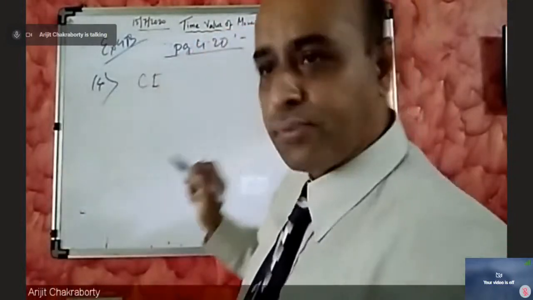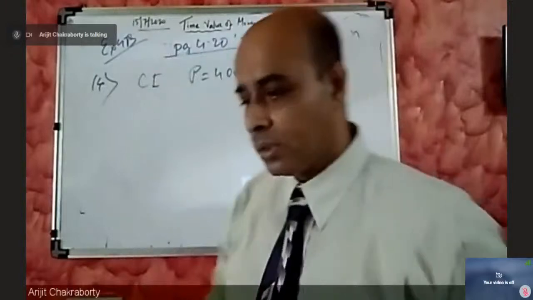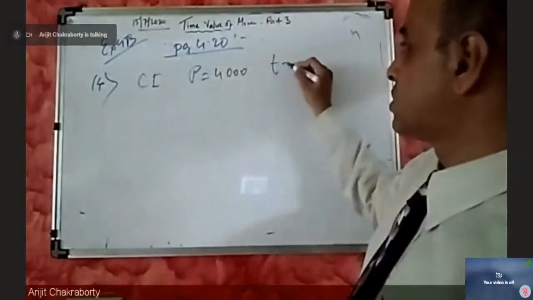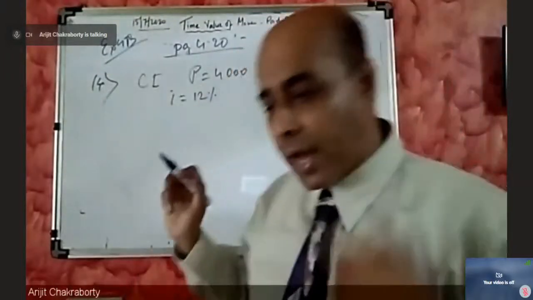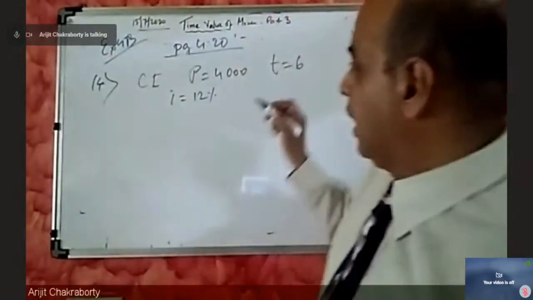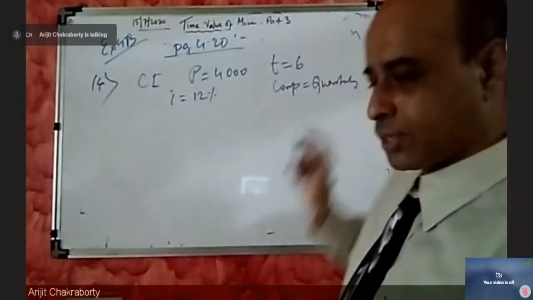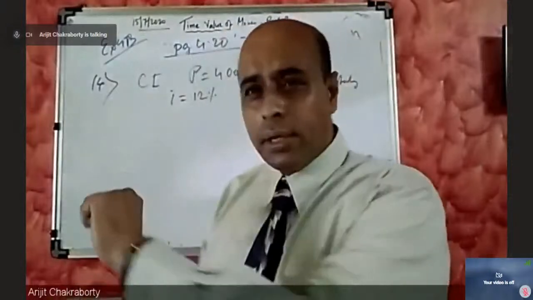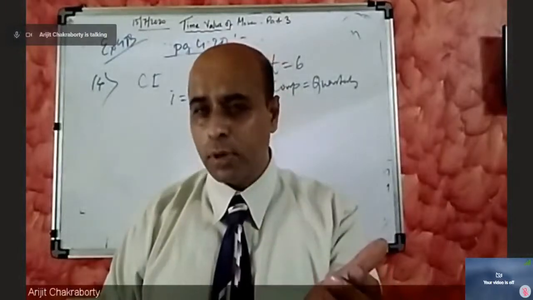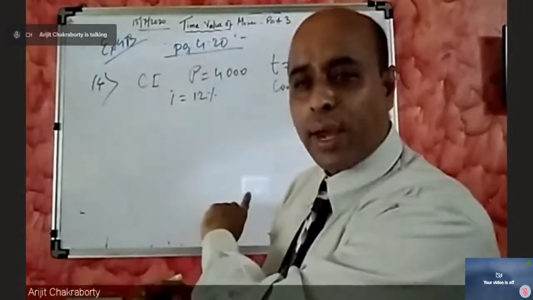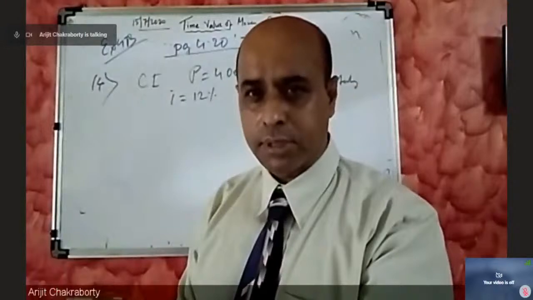So the compound interest, fine, break down the problem. So principal is 4,000. For 6 months, time is 6 months. Interest I is 12% per annum. Okay? And compounding is done quarterly. So write down the facts. The question is in the form of multiple sentences. Our work is to break down the problem into facts, jot down the facts, put them into the formula, apply the figures, computation, and the answer comes out, right?